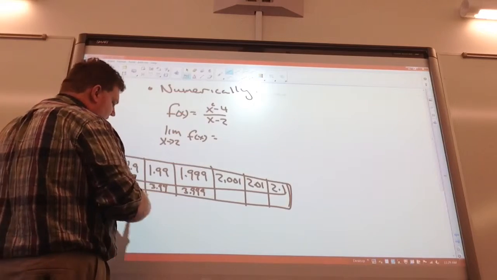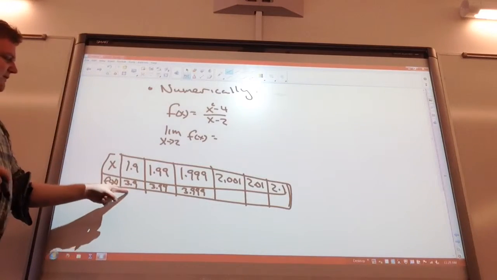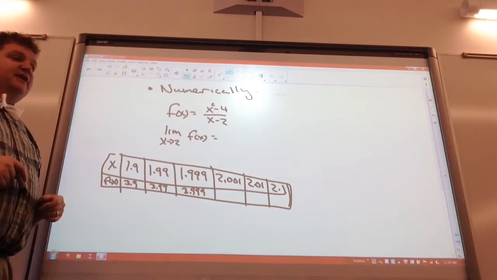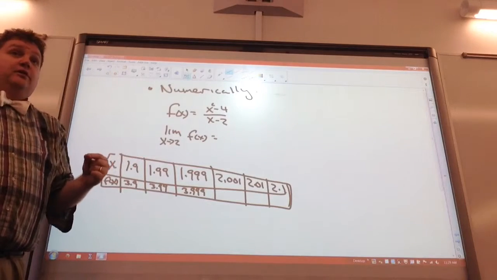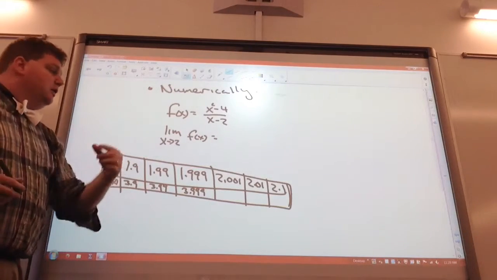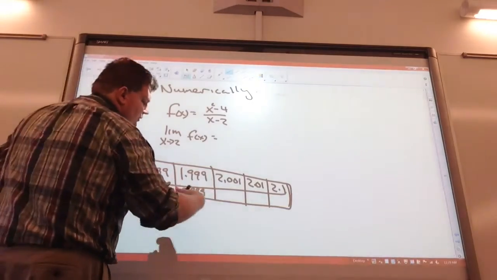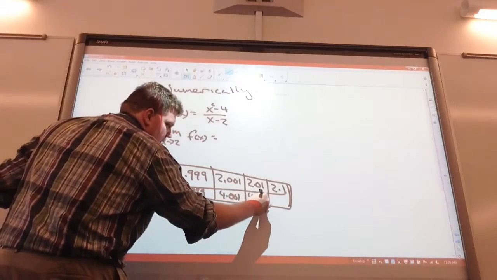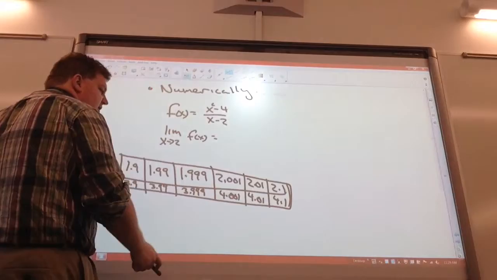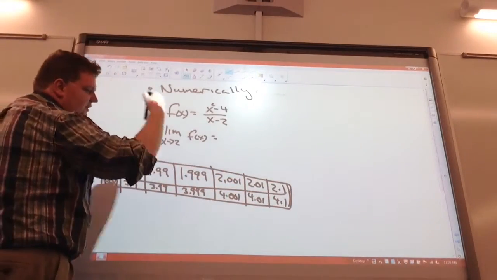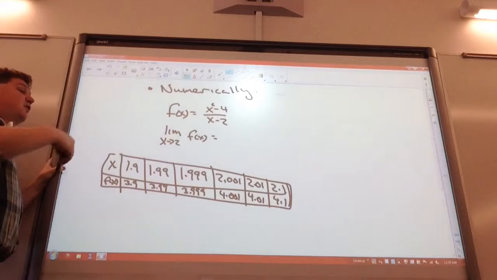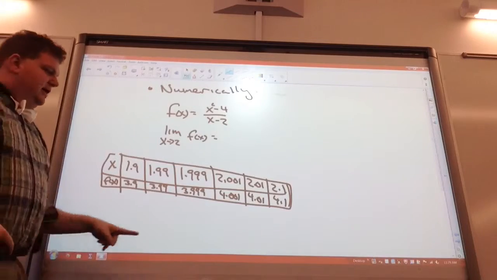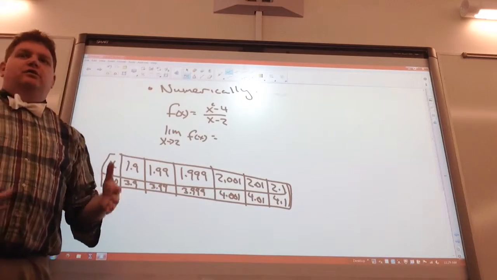And then when we do the same thing from below, what do my values approach? 4. They get closer and closer and closer to 4, right? And if I choose values getting closer and closer to 2, those values are just going to get closer and closer to 4. Do the 2.00 on the other end too, and you'll notice they also get close to 4. 2.1 goes to 4.1. 2.01 goes to 4.01. 2.001 goes to 4.001. Every time I choose something getting closer and closer to 2, the answers get closer and closer to 4.